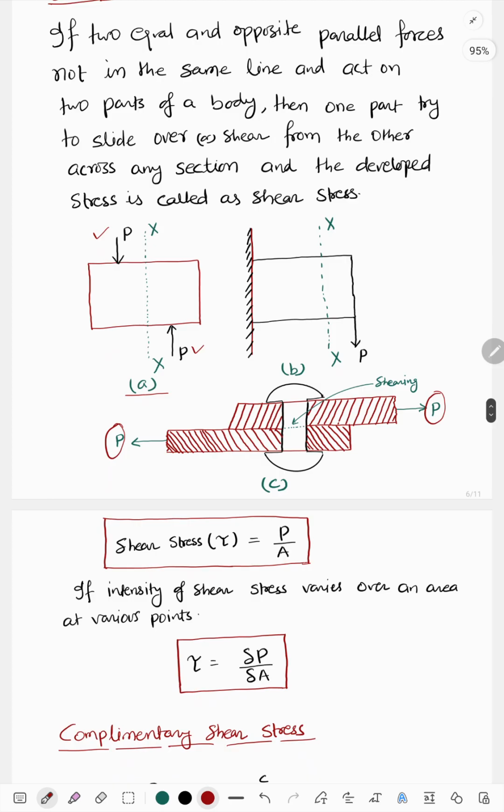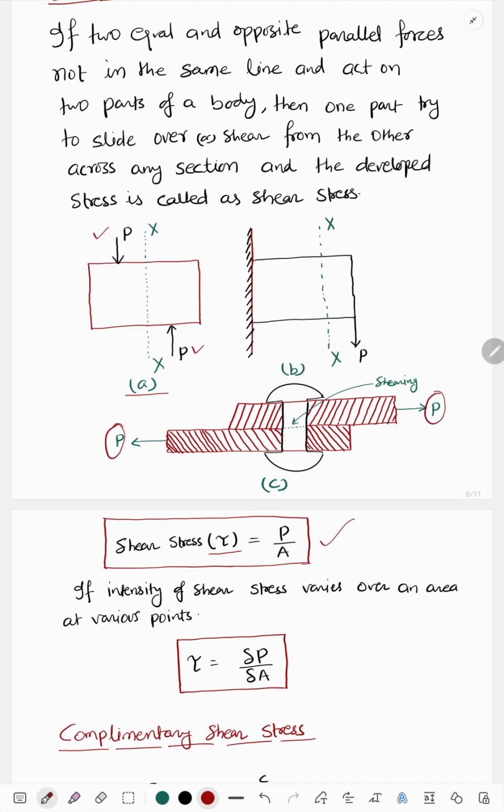How do we define it? Shear stress is indicated with tau. This is the stress due to application of load at the cross section area. And if the intensity of shear stress varies over an area at various points, meaning it is not equal at every point, it can be defined as tau equals delta P by delta A. At different points the loading and area will be different, so shear stress will be different.